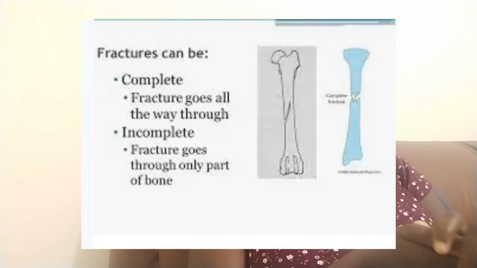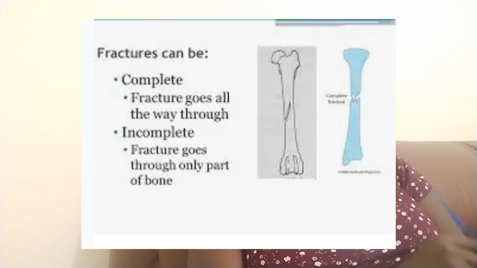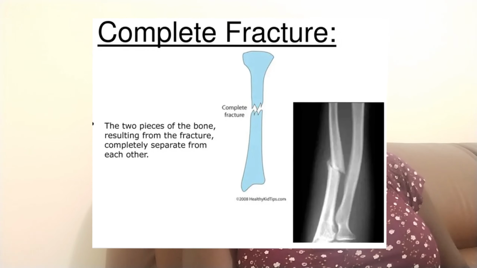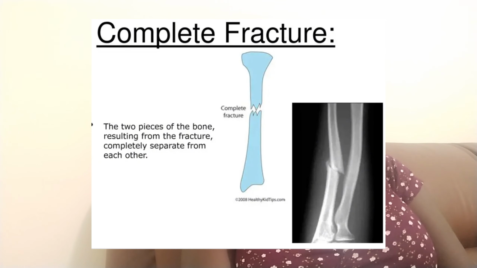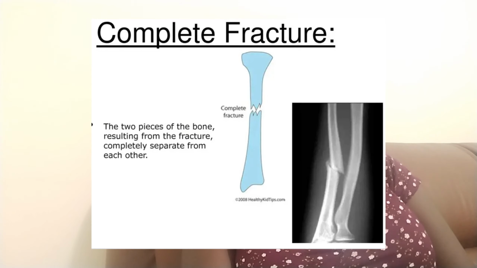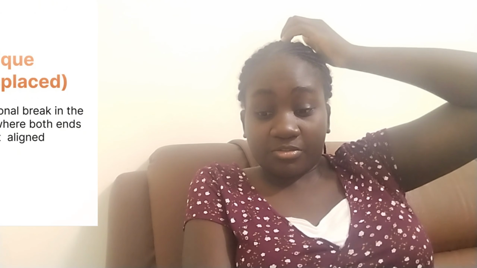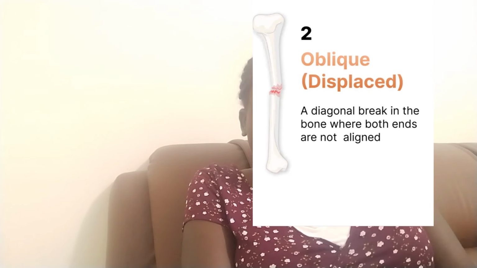So we have types of fractures. We have complete and incomplete fractures. Under complete fractures, we have three categories. We have transverse fractures. The fragments remain in place after reduction, and usually it's kind of straight. And then we have oblique or spiral fractures. They tend to shorten and displace.